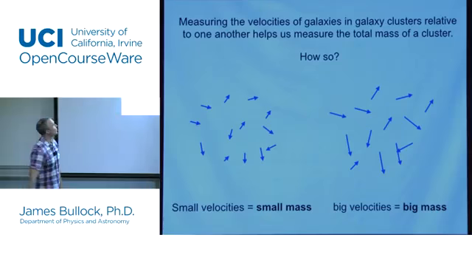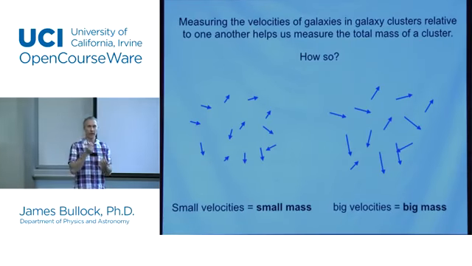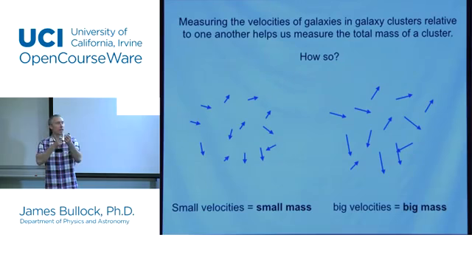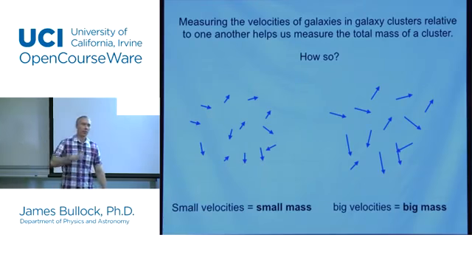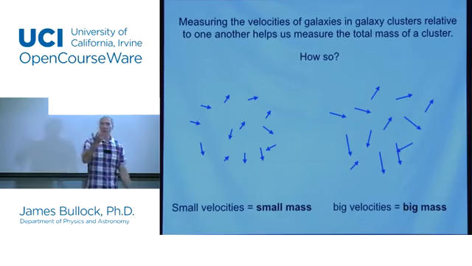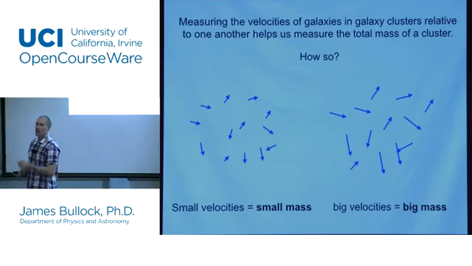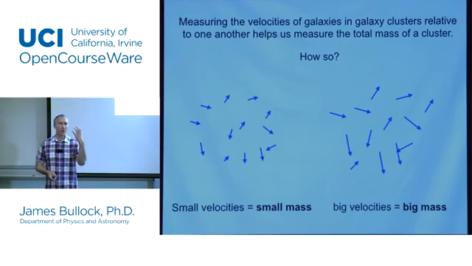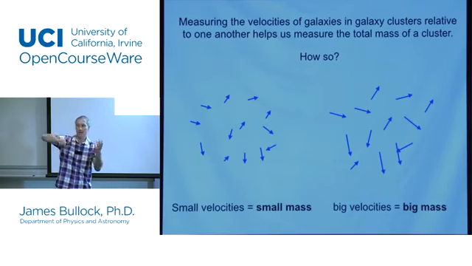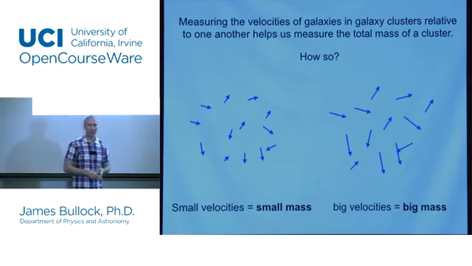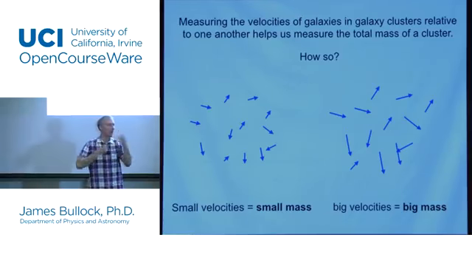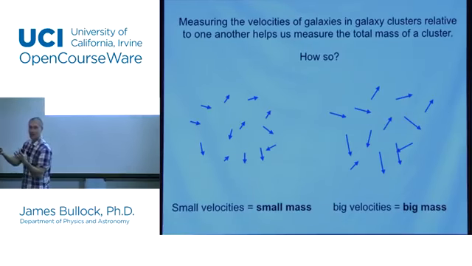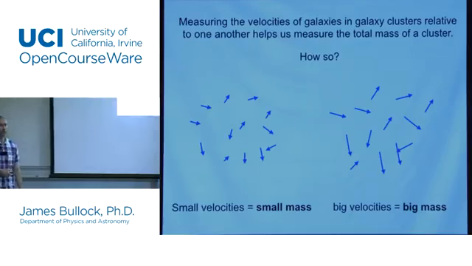All right? And the basic way you do that is, if you have small velocities, that means there's not much mass there to keep these things orbiting around. But if you have big velocities, there's a lot of mass, right? So for example, the Earth is going around the sun at a few tens of kilometers a second. That's because the sun has a given mass. If the sun was a lot more massive, in order for the Earth to be there and not have crashed into the sun, it would have to be going faster. Right? So if you measure the orbits of planets around stars, you can figure out how massive the star is. In just the same way, if you've got a group of galaxies orbiting around each other, you can measure the mass of that group of galaxies. Does that make sense? Okay.